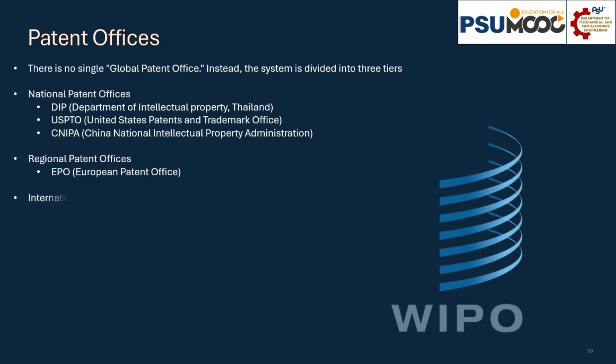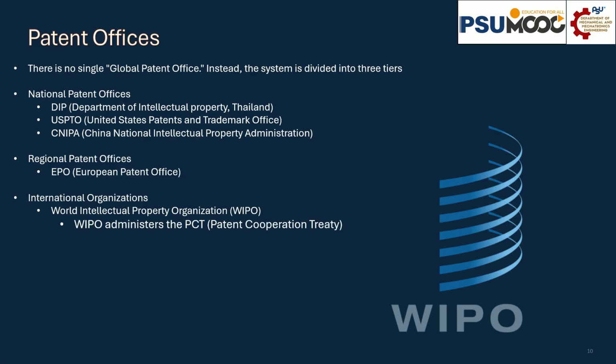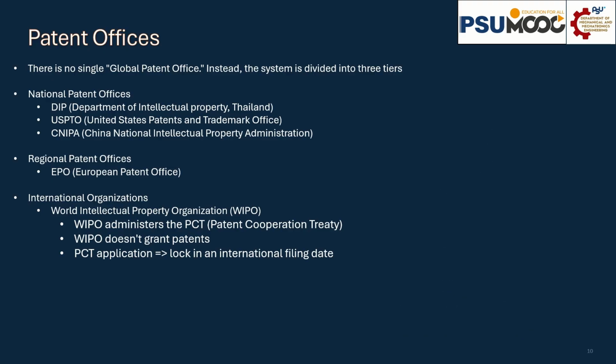At the top sits WIPO, the World Intellectual Property Organization, an agency of the United Nations. The WIPO administers the PCT, or the Patent Cooperation Treaty. While WIPO doesn't grant patents itself, filing a PCT application allows you to lock in an international filing date across more than 150 countries simultaneously. This gives you up to 30 months to decide which individual nations are worth the investment to pursue.